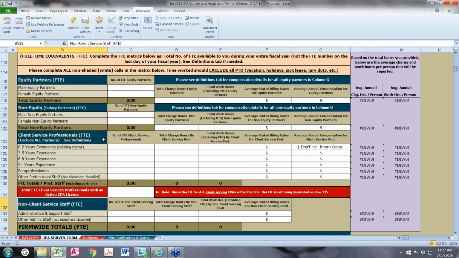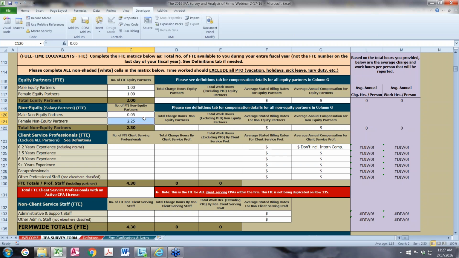In column C, we are looking for the number of full-time equivalents for each of these various sections. One of the questions we get most often is how to calculate full-time equivalent. For IPA's survey, we're looking for the full-time equivalent count of the people available to you during your fiscal year. FTE cannot be more than 1, but can be less than 1. FTE should be based on a 2,080-hour year.